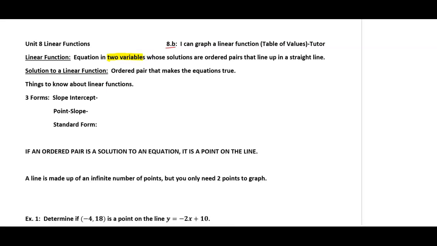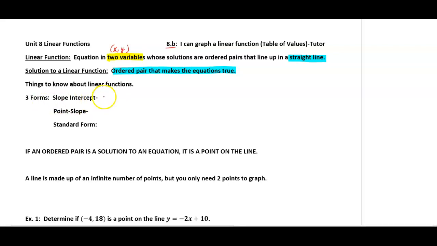The two variables we are working with are generally x and y, right? So it's an equation in two variables whose solutions are ordered pairs that line up in a straight line. And the key part is to understand that the solutions are going to be the ordered pairs that make the equation true. And when you find all those ordered pairs and you plot them, that's what gives you the straight line.